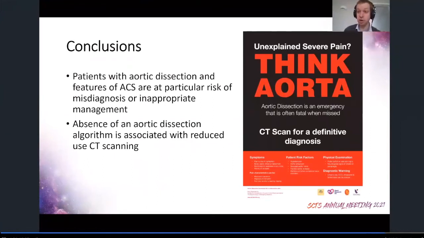So the take-home messages from the study were really that patients with aortic dissection and features of acute coronary syndrome are at particular risk of misdiagnosis or inappropriate management in emergency departments. And clearly this is a difficult diagnosis for emergency departments to make because of the rarity of the condition compared to acute coronary syndrome and other related conditions. But we hope through campaigns such as the Think Aorta campaign led by the Royal College of Emergency Medicine and SCTS, the profile of aortic dissection and the consideration of CT chest will be raised in UK A&E departments.